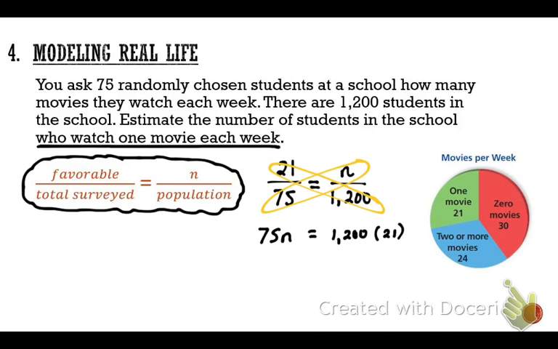All right, someone help me with what that answer would be. Jonathan, what'd you get? 25,200. Very good. Madison, how do I get N by itself? You divide 75 on both sides. Jacoby, what's the answer? 336.